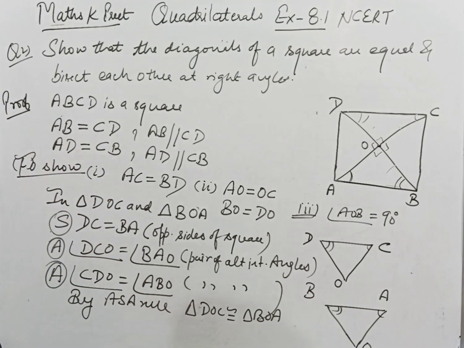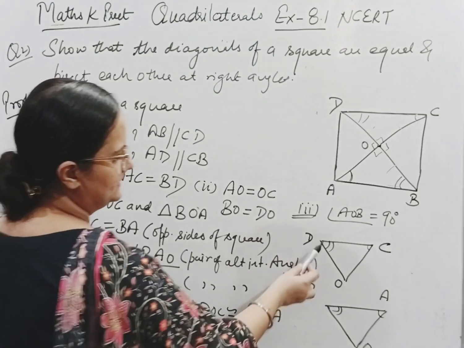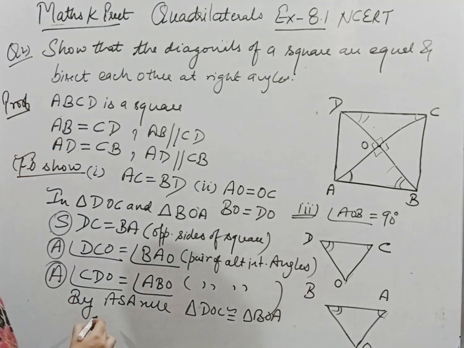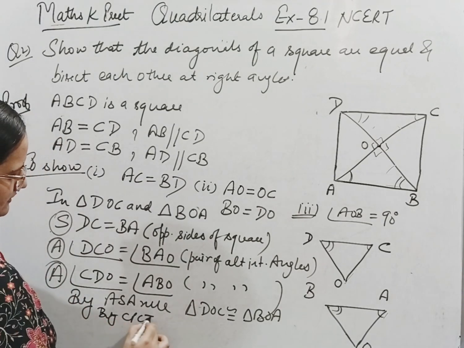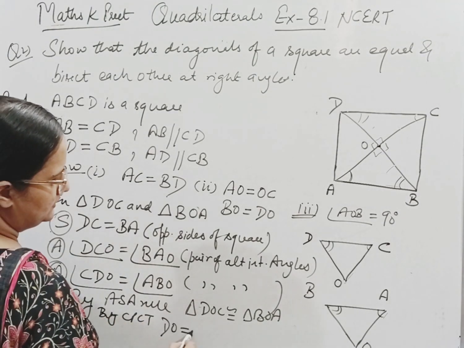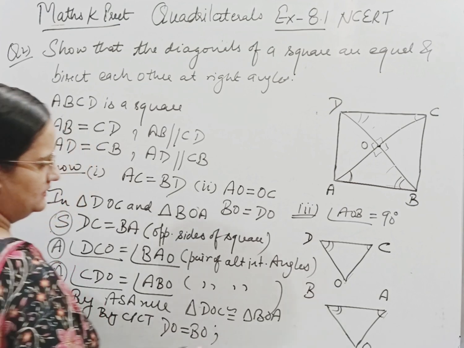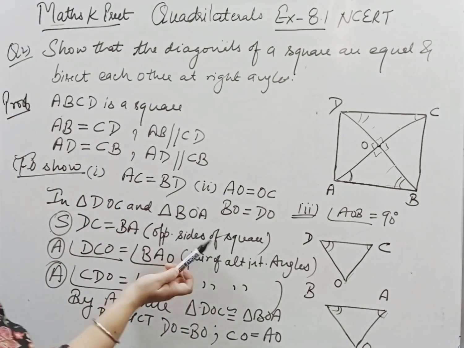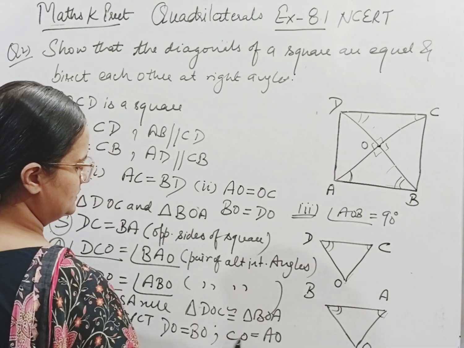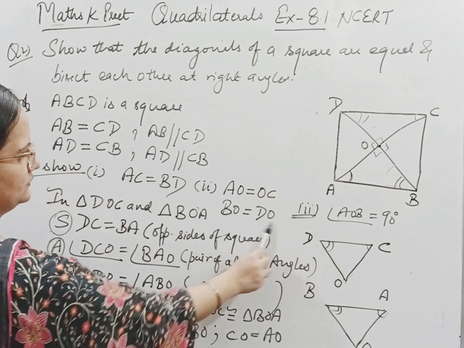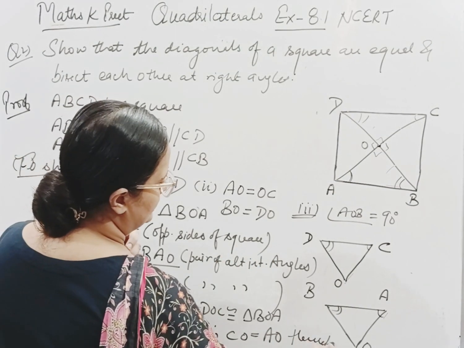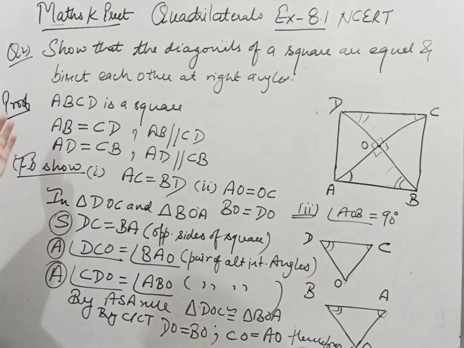When these two triangles are congruent, then by CPCT, I can write this side is equal to this side. Therefore, by CPCT, DO is equal to BO and CO is equal to AO. This was the thing that I have to prove. AO is equal to CO and DO is equal to BO. Therefore, by CPCT we have this result, hence proved. This was the proof showing that these diagonals are bisecting each other.